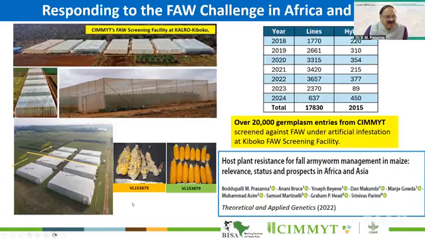We also established a similar facility in Hyderabad, not to the same number of screen houses, but about 8 screen houses were there.